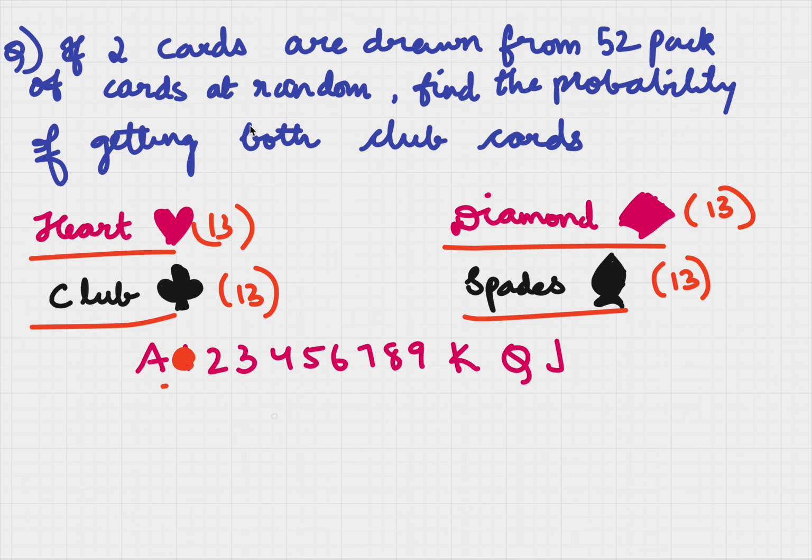Now, coming back to the question: if two cards are drawn from a 52 pack of cards, find the probability of getting both club cards. So, if we know permutations and combinations, we would easily understand how we pick up two cards. We are just selecting two cards from this entire deck of cards.